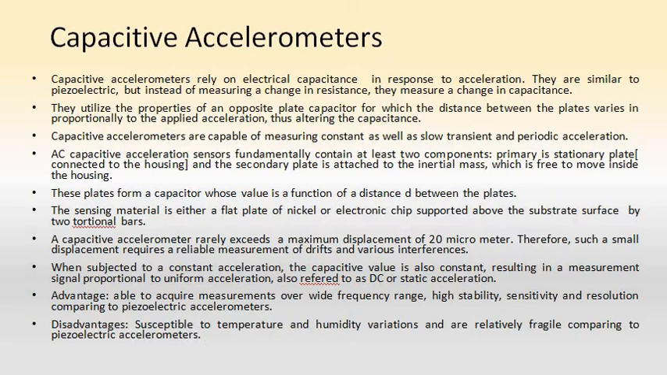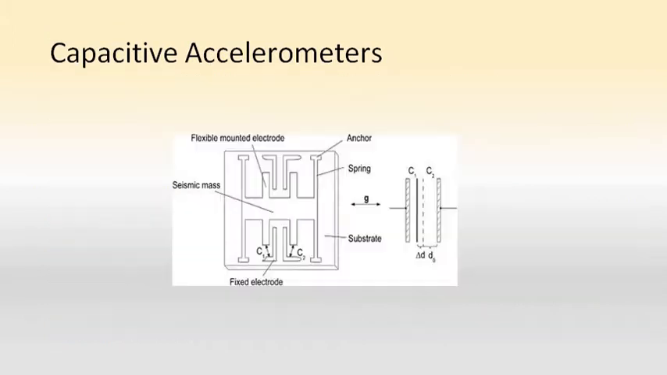Capacitive accelerometers are capable of measuring constant as well as slow transient and periodic acceleration. There are two types of capacitive accelerometers: AC capacitive accelerometers and DC capacitive accelerometers. AC capacitive acceleration sensors fundamentally consist of two components. The primary is a stationary plate which is connected to the housing of the capacitive accelerometer, and the secondary plate is attached to the inertial mass, that is the measuring mass or seismic mass, which is free to move inside the housing. It will be clear when you see this figure.